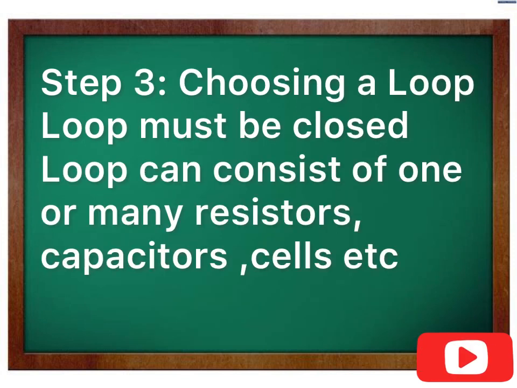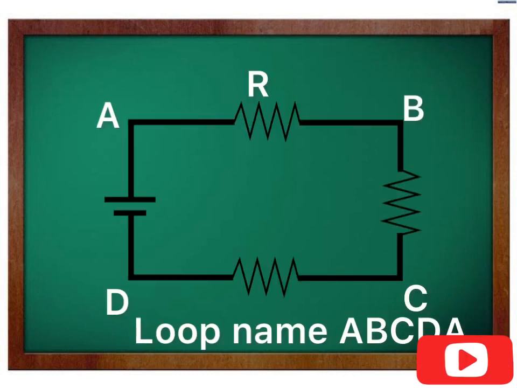The third step is that you have to choose the loop. While choosing the loop, you have to keep one thing in mind: the loop should be closed. This is our important priority while selecting the loop. That means if you have a square-like loop ABCD, you will write the name of the loop as ABCDA. So your starting and end point of the loop is the same. That's why we call it a closed loop, and this law is applicable only in a closed loop. You have to keep this in mind.